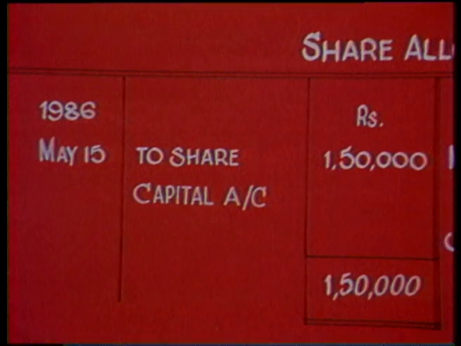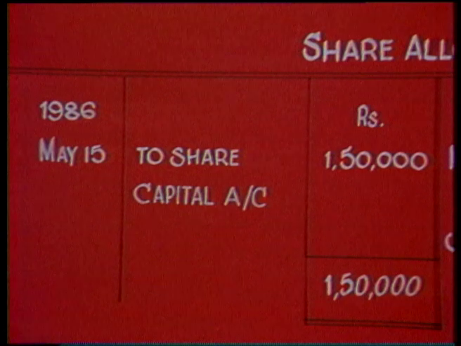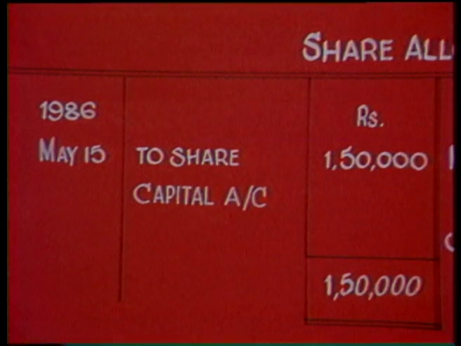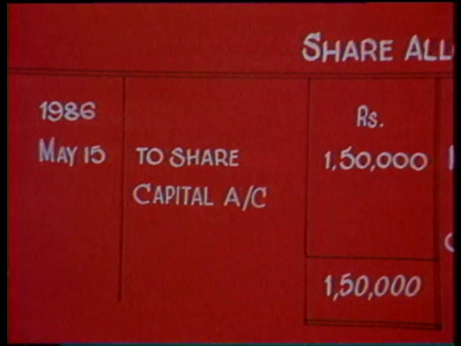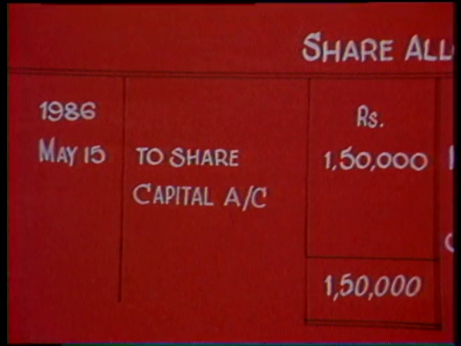On the 15th May, when the decision was taken to allot 50,000 shares at the rate of 3 rupees per share, the allotment money due is transferred to the share capital account, for which you had the journal entry: share allotment account debtor to share capital account. This comes as a posting on the debit side of the share allotment account on 15th of May, to share capital account, rupees 1,50,000.